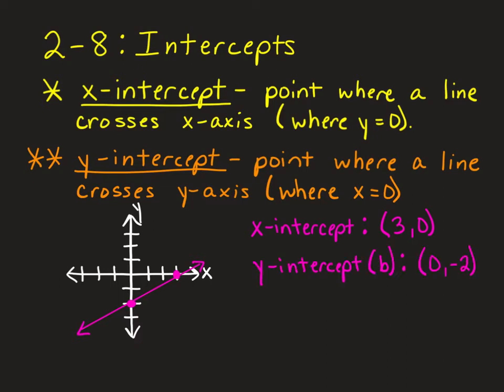The y-intercept, which we call b, and you'll see that used often later on, is referred to as the variable b. It crosses the y-axis at (0, -2). And sometimes you'll just hear it called b, the y-intercept, is -2.